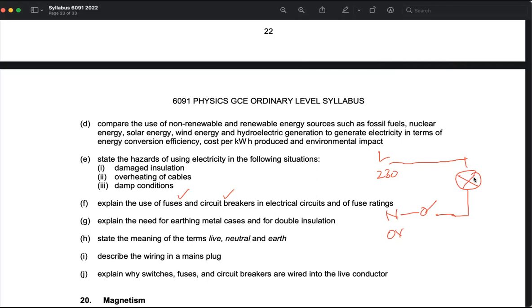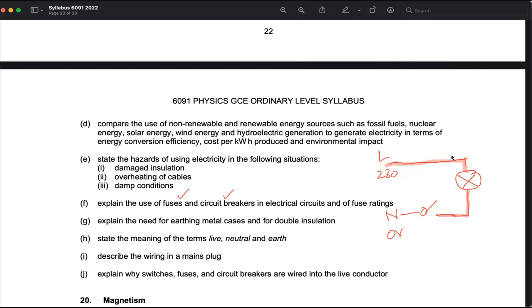However, if I put the switch at the neutral, this whole thing is very dangerous. Why? I'm going to highlight. Can you see here? The live point is 230 volt. So anywhere along this line will have a potential of 230 volt. Is that clear? Any point here, you have a potential of 230 volt. Even though it will not light up, any point along this part will all be 230 volt.